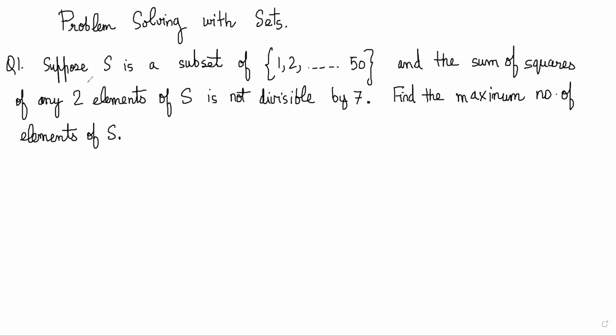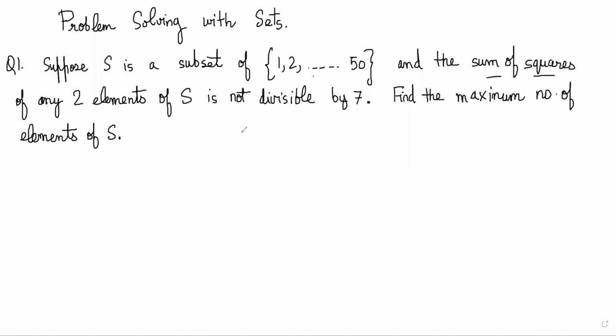Question 1 says, suppose S is a subset of 1, 2, 3 till 50, this set, and the sum of squares of any two elements of S is not divisible by 7. We have to find the maximum number of elements of this subset S, right? So let's think about how we go about this problem.